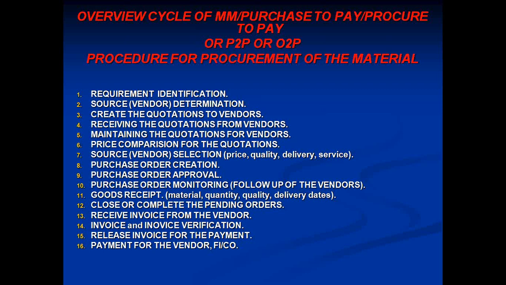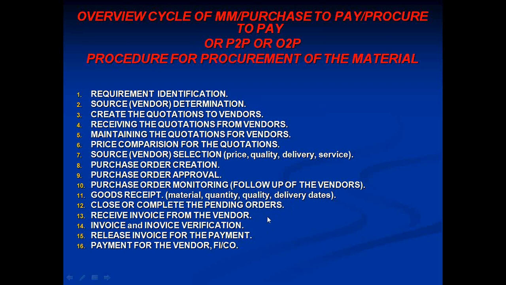Then the purchase order is created, and if it has to go for approval, it will go through the approval process, which will be approved by your manager, senior manager, whoever it may be. And finally it is sent to the vendor. The vendor will receive the PO. As per the PO information, the vendor will deliver the goods. Then we create GR. At the time of GR, we'll check the material quantity, quality and delivery dates. And finally, we'll close or complete the pending orders.